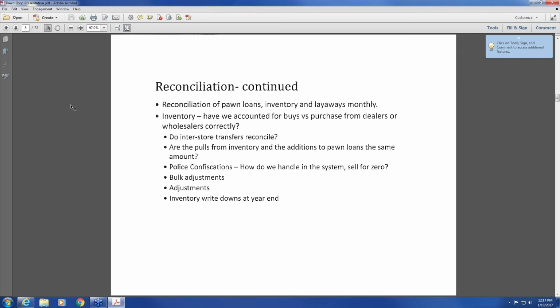I've seen instances where my pulls from pawn loans and my additions to inventory, I've got that written up backwards right there, are not the same thing. So if I took it out of pawn loans and said these are my pulls today, and it said it was $1,000, how did I only end up with $900 going into inventory? We've got to account for that difference.